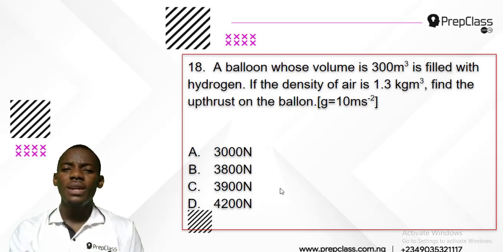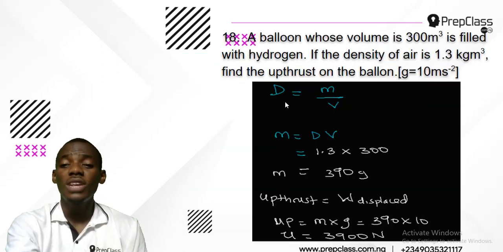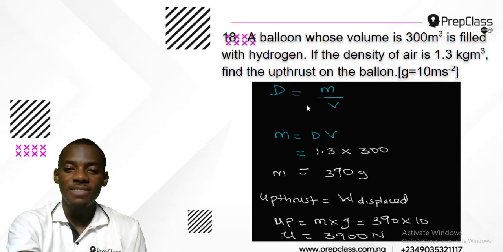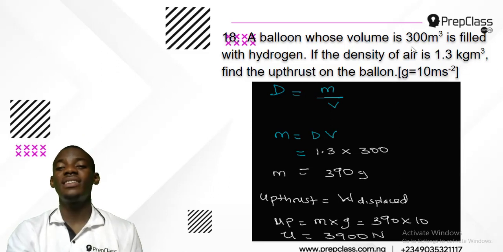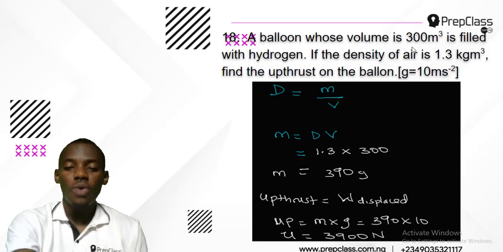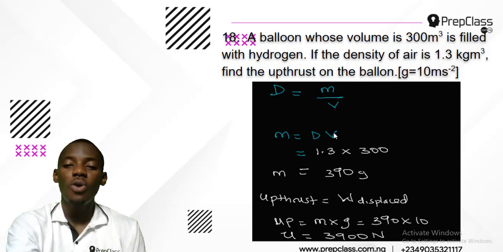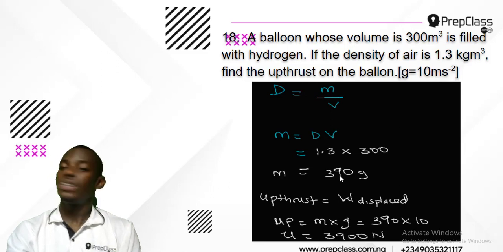Now, a balloon has this volume and so on, so we are finding the up thrust. How do you find up thrust? You must know that up thrust is force, like I said before. So the first thing to do is to find the mass. Density was given and volume was given, so this is a density setup. Density is mass over volume, so mass becomes density times volume. The density is 1.3 and the volume is 300, and that gives me 390, and that is the mass.